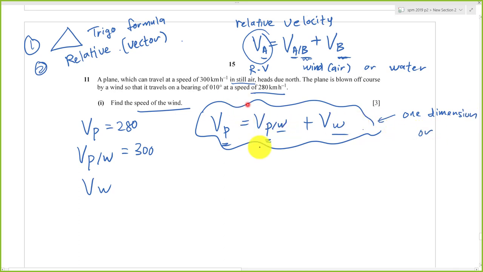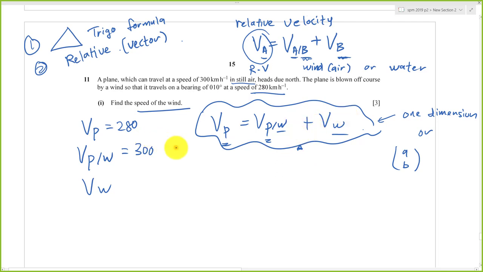Or you can substitute into this formula if they are in column vector. A, B. You understand about column vector, right? If they are in column vector form, you can use this formula. So in this case, what is the purpose of this formula? The purpose of this formula is just to help you draw the triangle, to find out which one is the resultant vector, where is your arrow, and so forth. So this formula here is not for you to insert the value, just for you to draw the triangle.